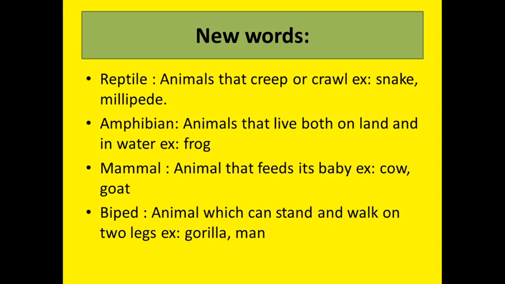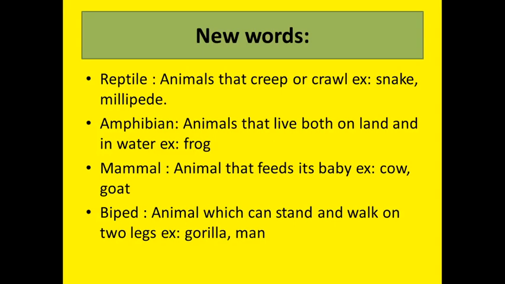Now, before we go to the lesson, let me tell you some new words from the lesson. Can you see here? The first one is reptile, which means animals that creep or crawl. Example, snake and millipede. Amphibian means animals that live both on land and in water. Example, frog.